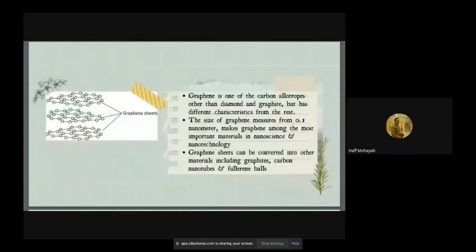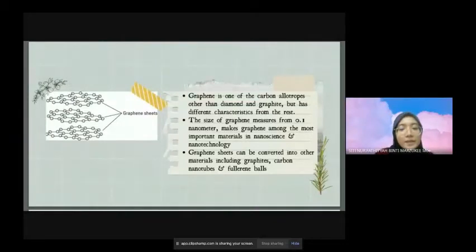Next one. The size of graphene measures from 0.1 nanometer, which makes graphene among the most important materials in nanoscience and nanotechnology. Graphene sheets can be converted into other materials including graphite, carbon nanotubes, and fullerene balls.